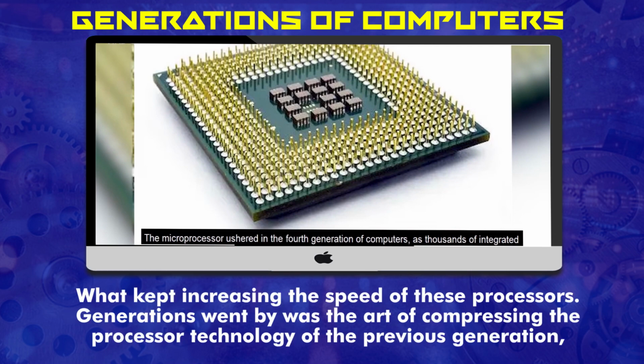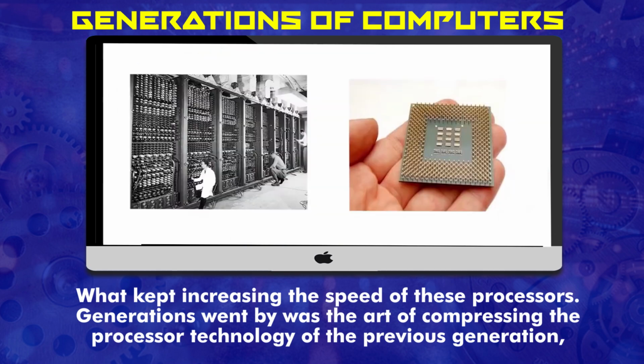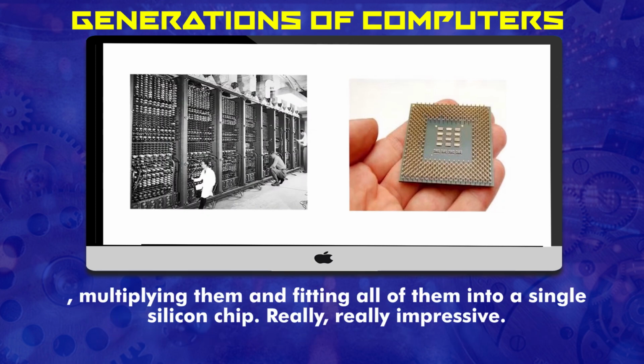Now, are you noticing a pattern? What kept increasing the speed of these processors as generations went by was the act of compressing the processor technology of the previous generation, multiplying them and fitting all of them into a single silicon chip. Really, really impressive.